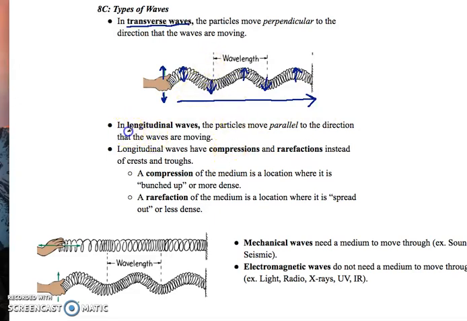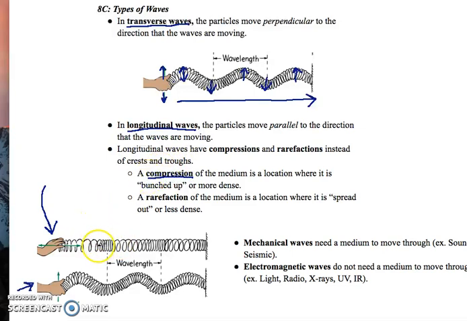Another type of wave is a longitudinal wave, where the particles are moving parallel to the direction that the waves are moving. So this would be an example of a longitudinal wave right here. This is a transverse, right? This is the same picture, but this is a longitudinal wave right here. Longitudinal waves have compressions and rarefactions instead of crests and troughs. So again, this transverse had crest, trough, crest, trough. This has compressions, so areas where it's bunched up.